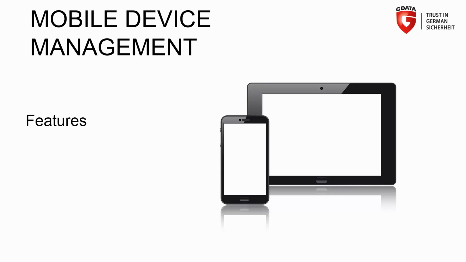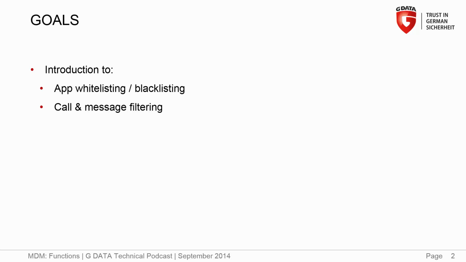In this episode, we are going to cover the mobile device management features of Data's corporate products. By the end of this episode, you will be familiar with the configuration of application white and blacklisting, call and message filtering, as well as the anti-theft and phone book function of the Data app for Android.